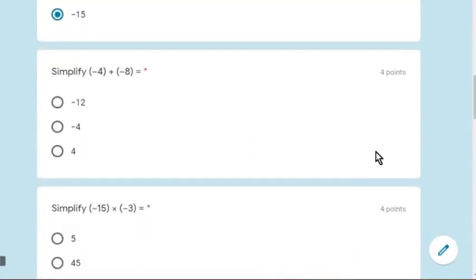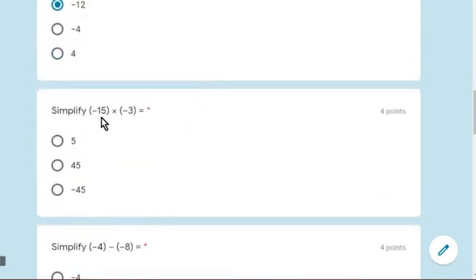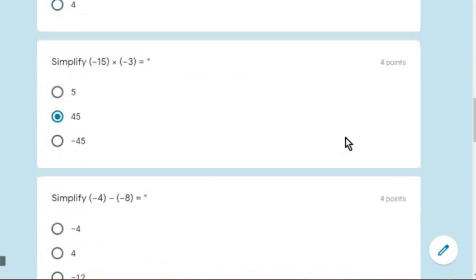Simplify negative 4 plus negative 8. I'm adding negative to more negative, so I should get negative 12. So that's the correct answer. Simplify negative 15 times negative 3. Negative times negative is positive, so 15 times 3 is 45. So that's the correct answer.